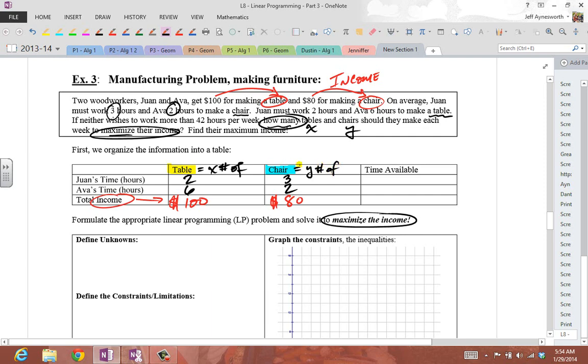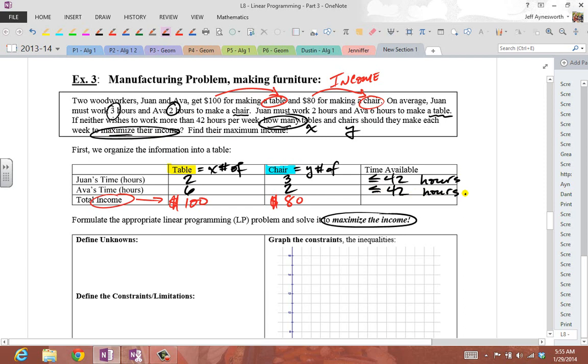And we're good to go. We have time available. They don't want to work more than 42 hours, so that means they work 42 hours or less: less than or equal to 42 hours available. That's a long week as it is. Usually people work only 40 hours a week, but in this problem they don't want to work more than 42 hours. So we're going to put down less than or equal to 42 hours for both Juan and Ava.